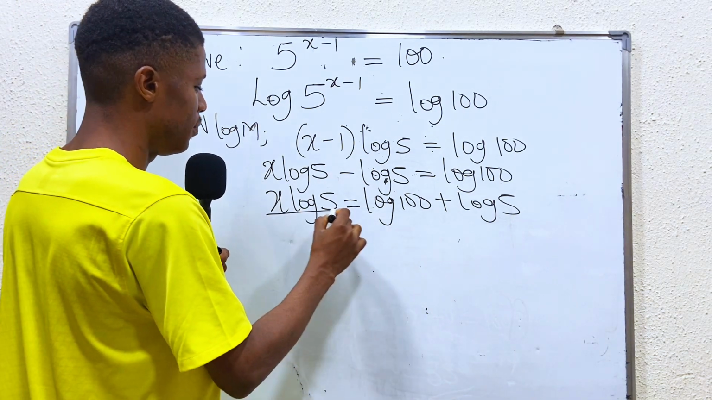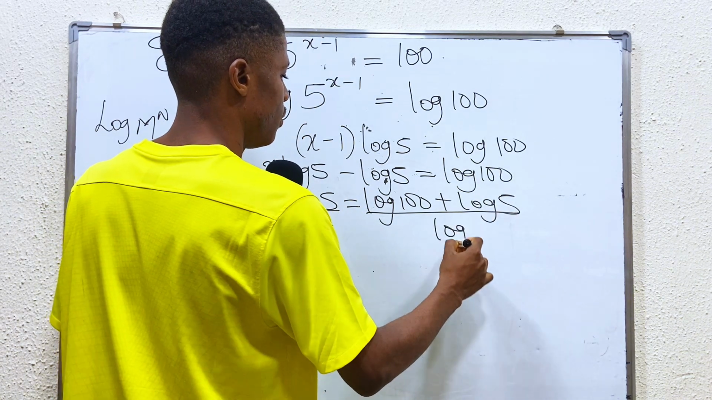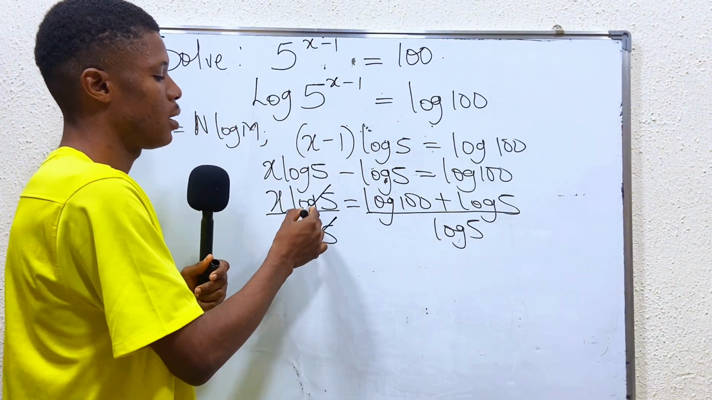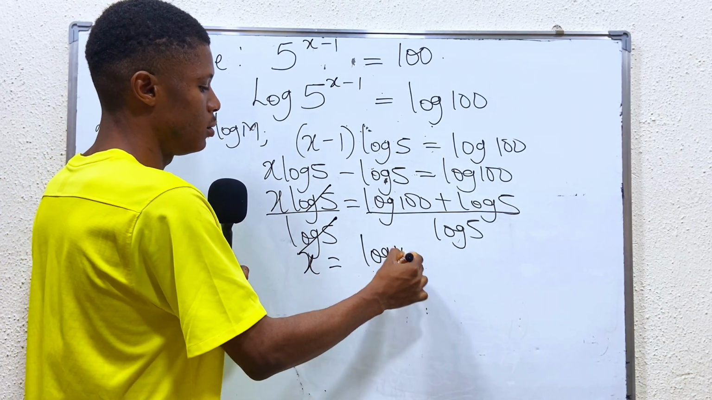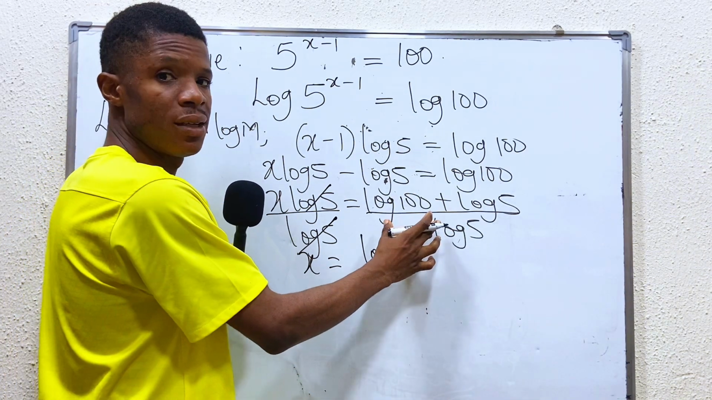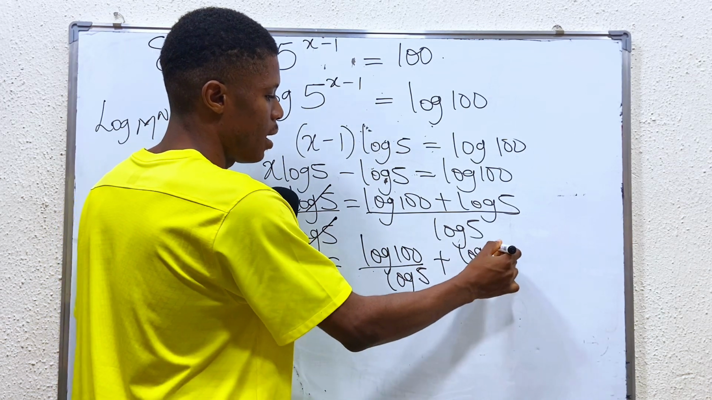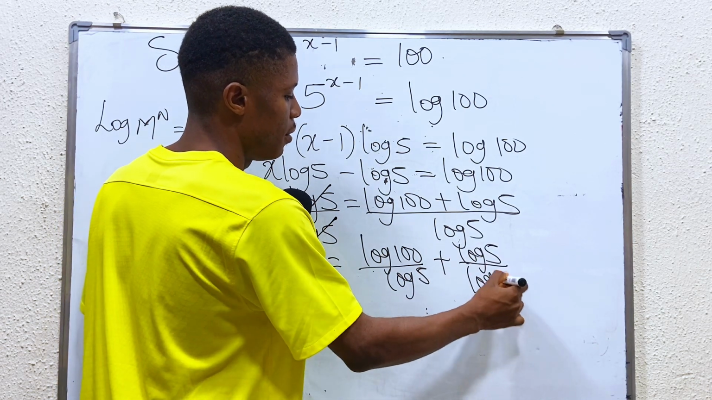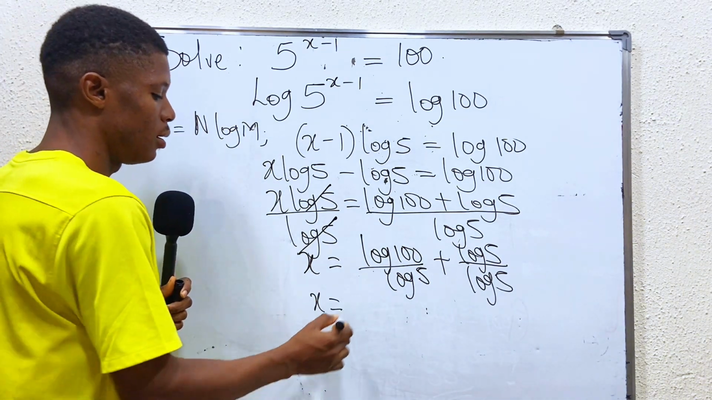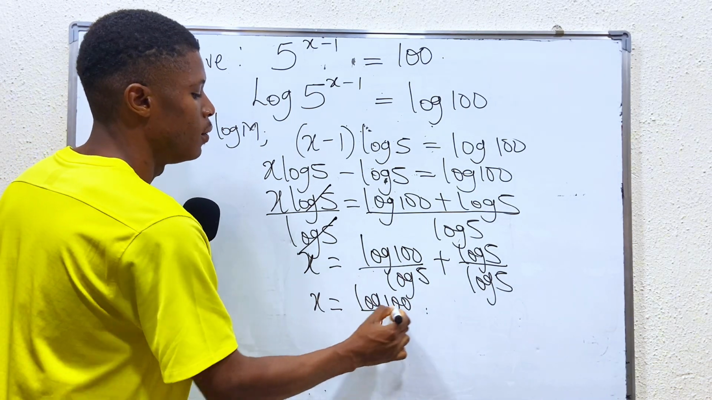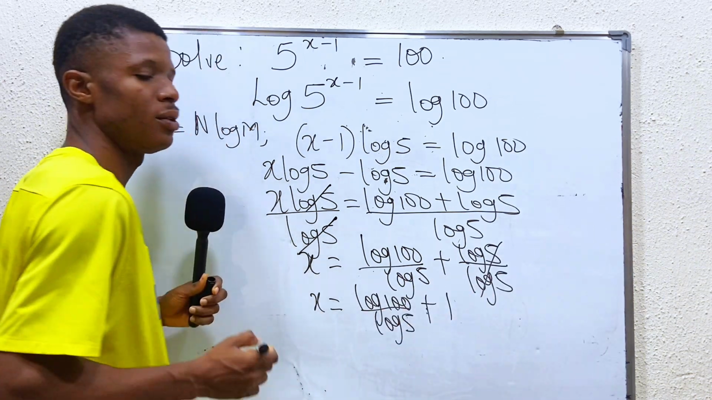Then the next thing you do is to divide through by log 5. Divide by log 5. Now we separate the fraction: log 100 over log 5 plus log 5 over log 5. So you see that x is equal to log 100 over log 5 plus, log 5 divided by itself, you have 1.